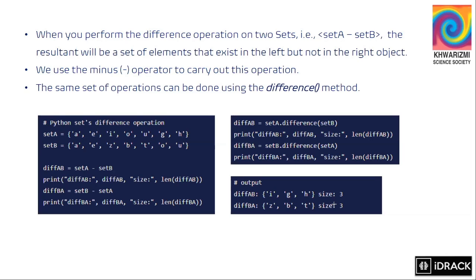So I understand that only I, G, H would be left, because you can see in set A and set B, A, E, O, and U, all of these letters have doubles, and so they will be cut and minus. So only I, G, H will be left. Yes. And then set B, A, E, O, and U would be deleted, and only Z, B, T would be left. Z, B, T, and I, G, H are the only letters that don't have any doubles. Yes, that's correct.